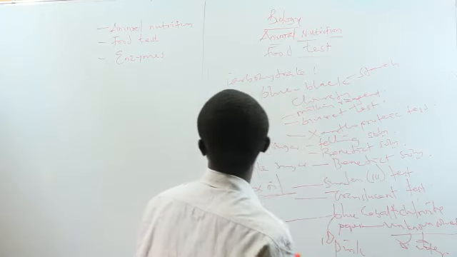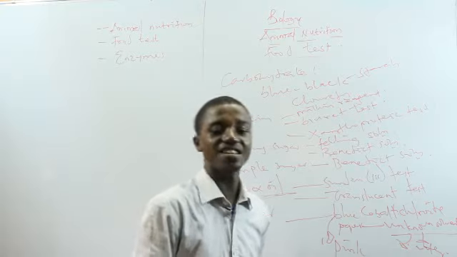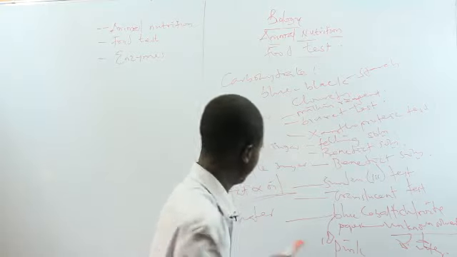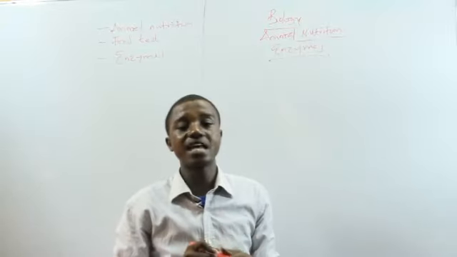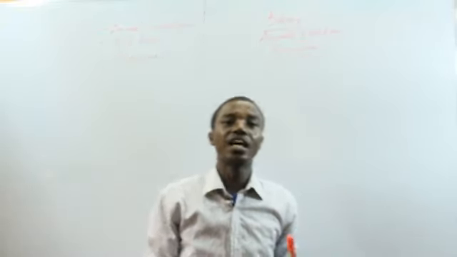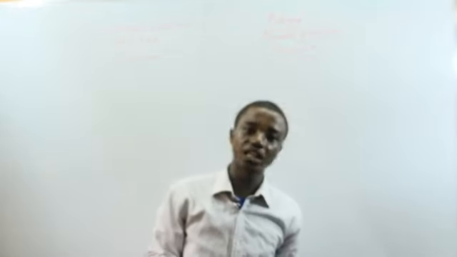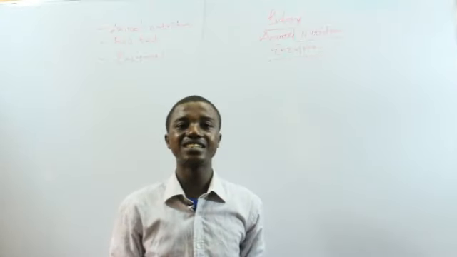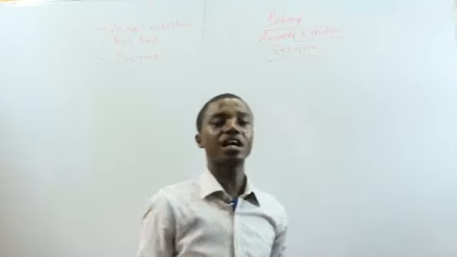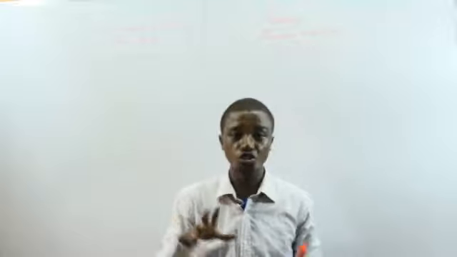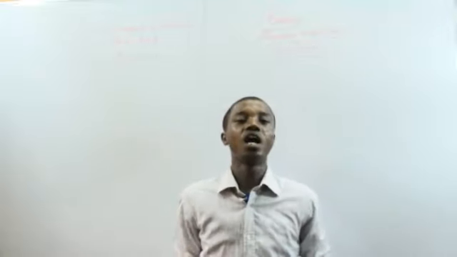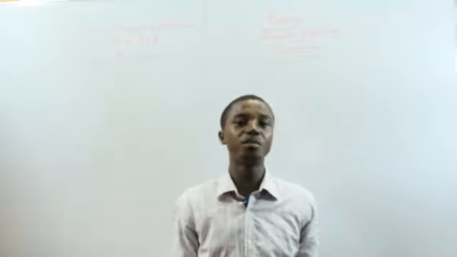So now we'll be looking at enzymes, and that will be the last outline for today. So what are enzymes? Enzymes are organic catalysts that speed up the rate of chemical reaction, yet remain unchanged at the end of the reaction. Instead of making this definition cumbersome, we can try as much as possible to simplify it.